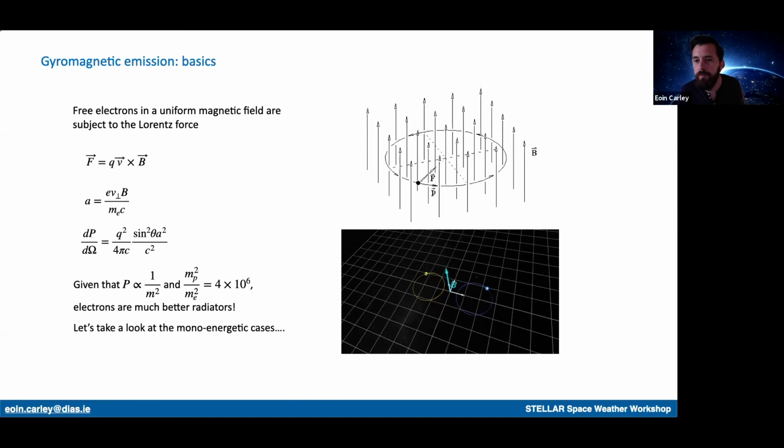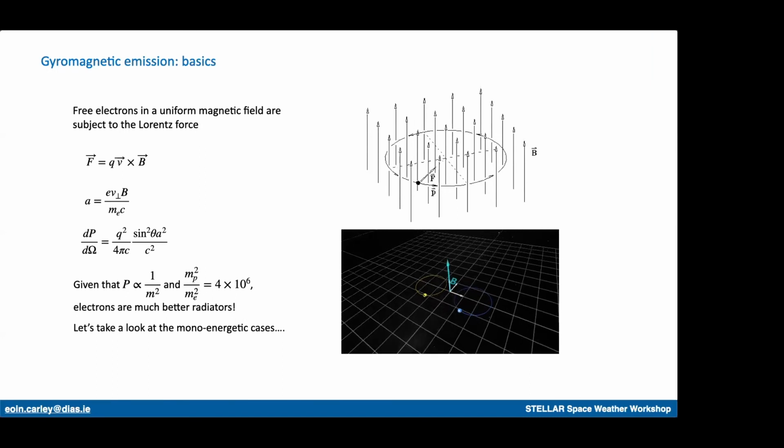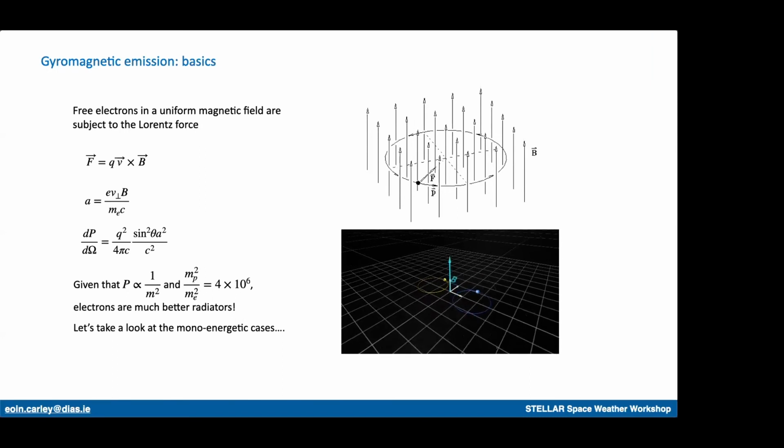Mohammed? Yes, please. I have a question about the difference between the gyromagnetic emission mechanism and the plasma emission mechanism. So I was wondering, can we differentiate between both mechanisms by another way than the frequency range?